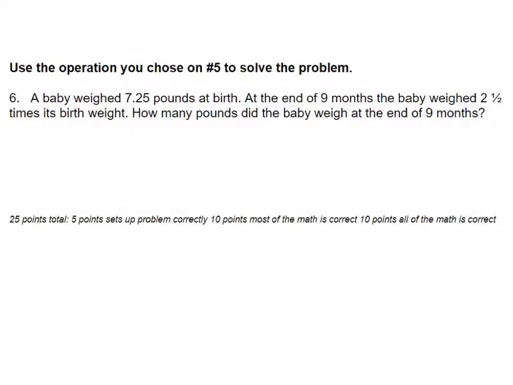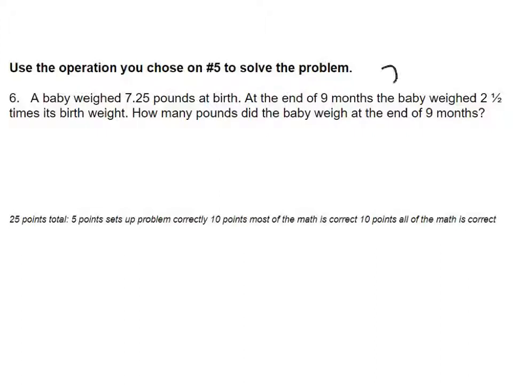Okay, so number 6, actually it's the same one as number 5, but now we have the numbers. So it says a baby weighed 7 and 25 hundredths pounds at birth. At the end of the 9 months, the baby weighed 2.5 times its birth weight. How many pounds did the baby weigh at the end of 9 months? So we could do it 2 different ways.